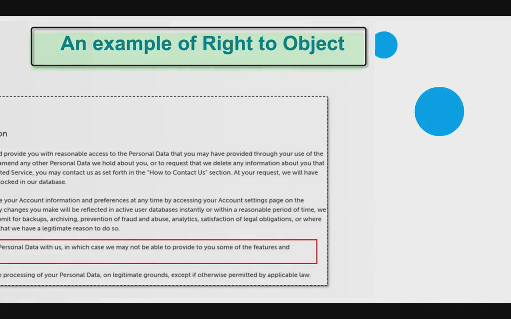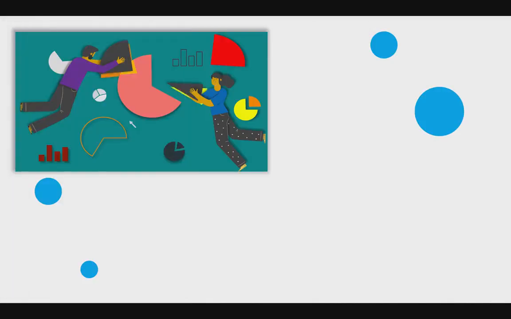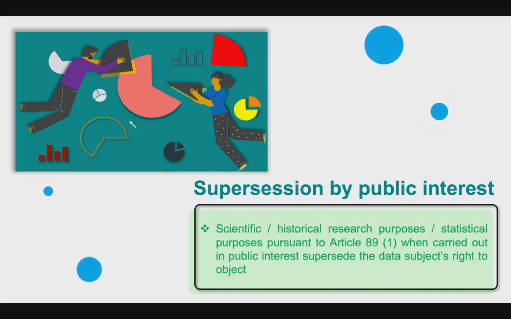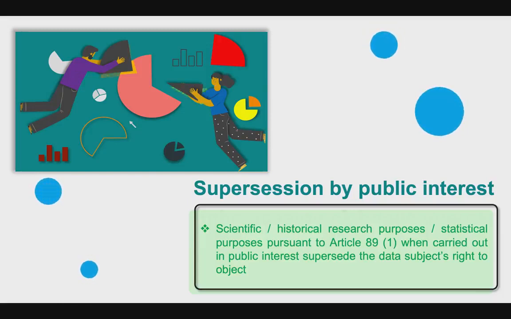So the one outlier that exists to the right to object for data subject is when the data is being processed for scientific, historical research purposes, or statistical purposes in public interest. In this case, if the data is necessary for the processing, your objection might get rejected. This is mentioned in the Article 89.1. With this, we are finally finished with our video on understanding the right to object.